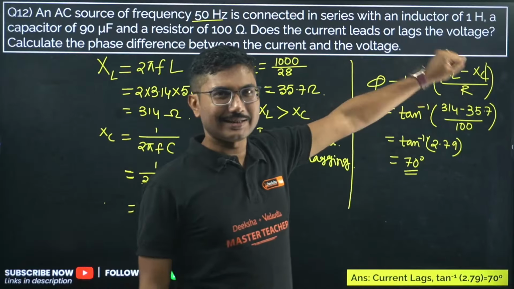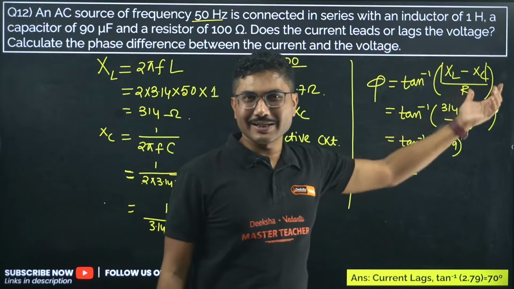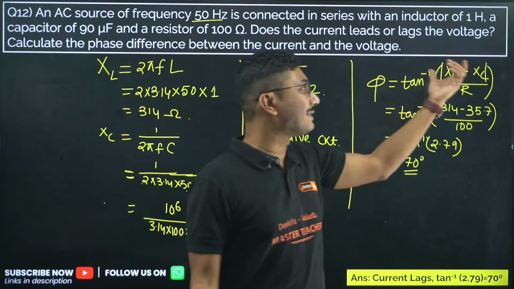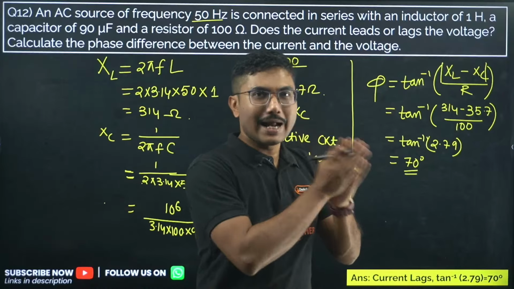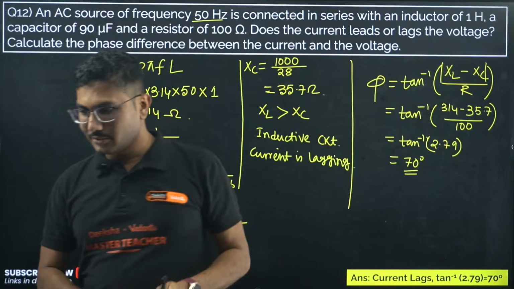Otherwise, this is slightly easy to remember. Okay, XC minus XL or XL minus XC, students get confused which one we have to take. But if you remember that it is actually the positive value, that is far more convenient than taking plus and minus. Okay.